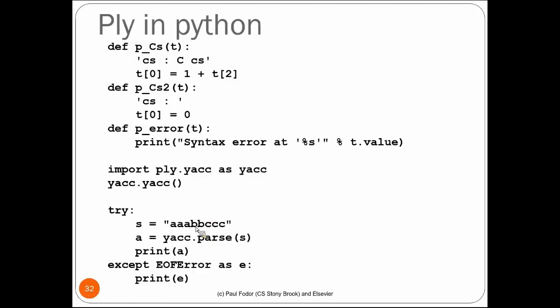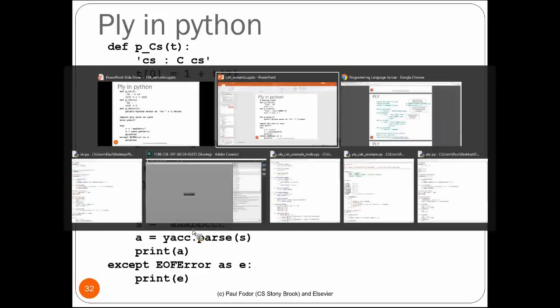Finally, let's say that we pass in 3 A's followed by 2 B's followed by 3 C's. And we parse that. The context-free grammar will recognize it, but the OK attribute that we are assigning to the root will be false. And let's see some examples.